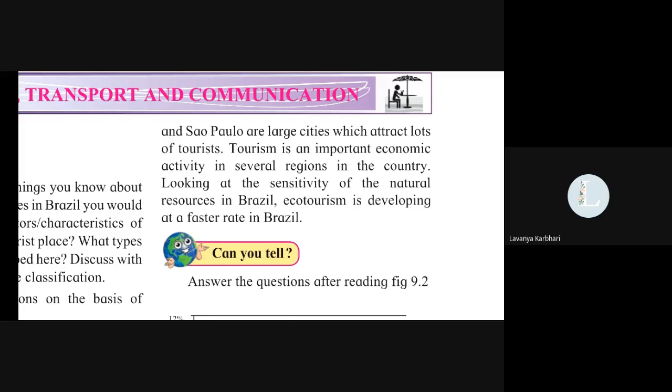Looking at the sensitivity of natural resources in Brazil, ecotourism is developing at a faster rate in Brazil. So all of you know that there are different types of sensitive regions in any country. Okay, we can say tourist destinations, global heritage sites in India also and in Brazil also. So that's why ecotourism is developing at a fast rate in Brazil.